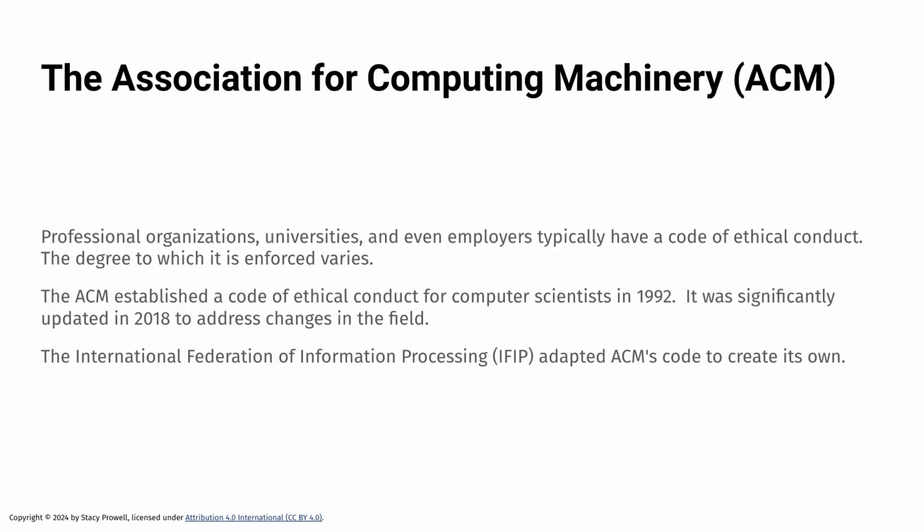The ACM established a code of ethical conduct for computer scientists back in 1992. Then, in 2018, they decided they'd better update it. And we'll talk about why in just a bit. But their updated code, people really like that. And so, for example, the International Federation of Information Processing, or IFIP, adopted their code to create their own. And it's been seen as a model for many other professional society codes of ethical conduct.